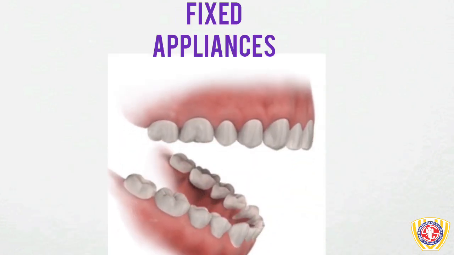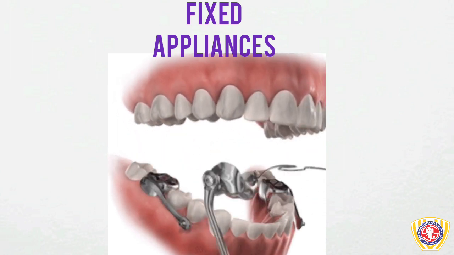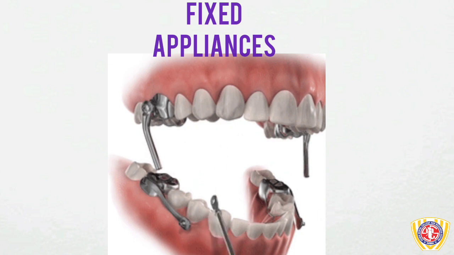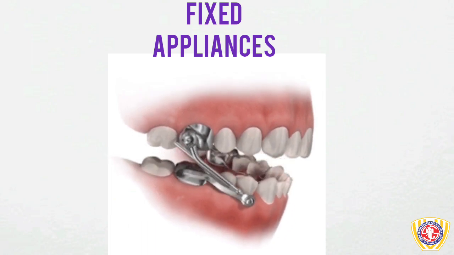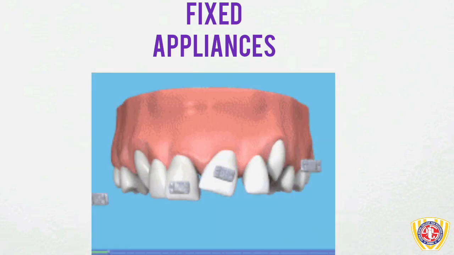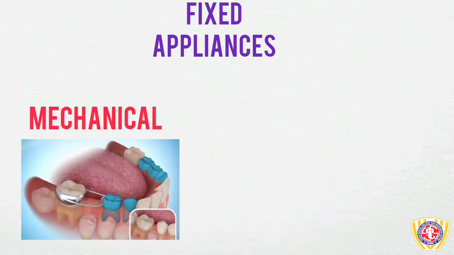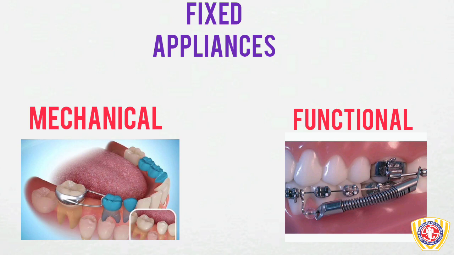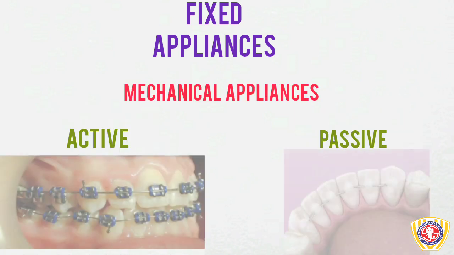Now, the fixed appliances. The fixed appliances, as the name suggests, are the appliances that are fixed by the orthodontist to the patient, and the patient cannot remove them at their will. Their functions are similar to the removable appliances, however, they are either banded or bonded to the teeth. They are further classified into mechanical and functional appliances. The mechanical appliances are again classified into active and passive appliances.